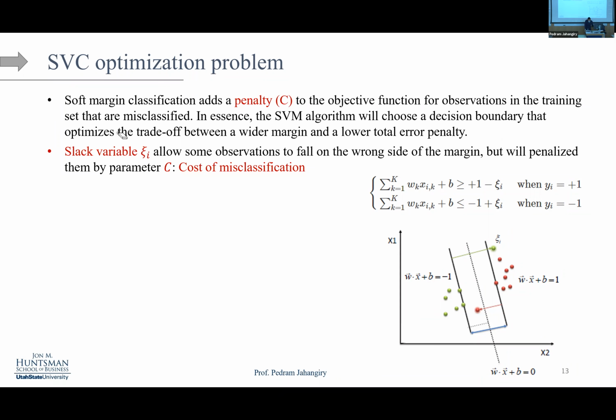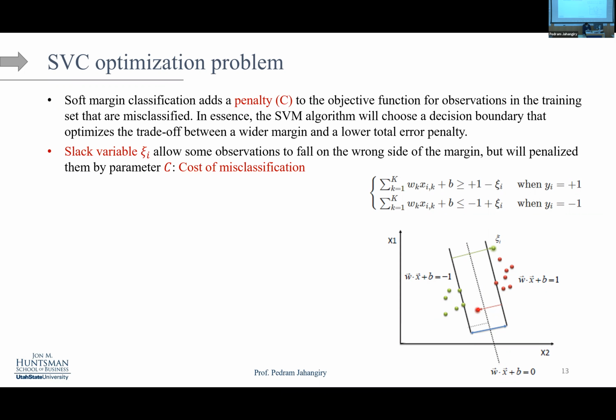The slack variables allow observations to be on the wrong side of the margin, right? And we're going to penalize them. So it's okay, on purpose we allow for some of these misclassifications, but it has a cost, so let's penalize them. So this is the whole idea, right? And if, for example, look at these. Look at this observation.